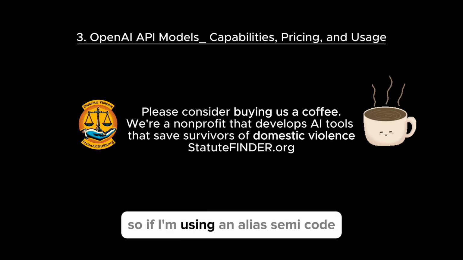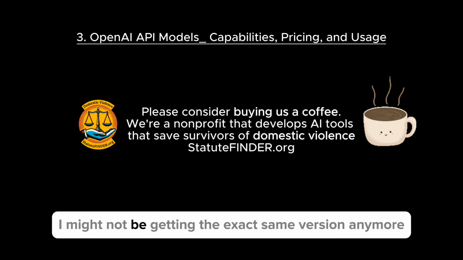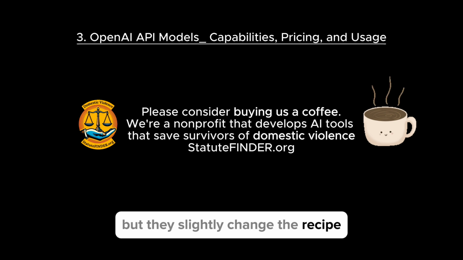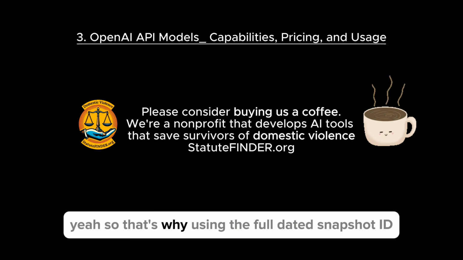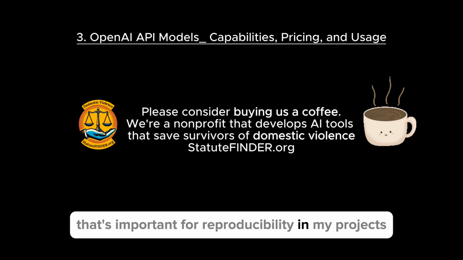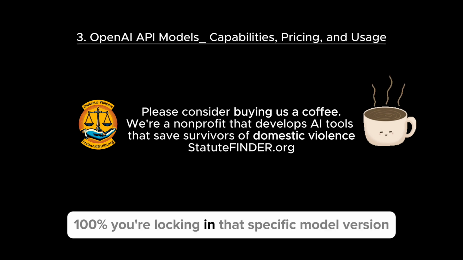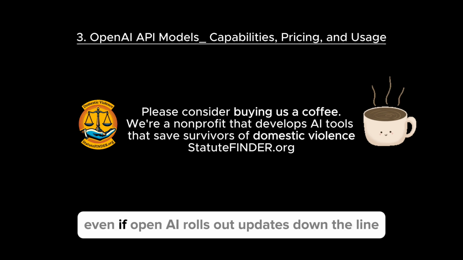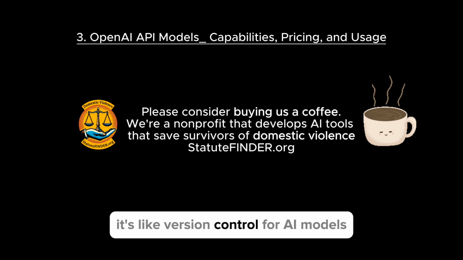Oh, I see. So if I'm using an alias in my code and OpenAI updates the model, I might not be getting the exact same version anymore. Exactly. It's like you think you're ordering your favorite pizza, but they slightly change the recipe. You might get a surprise. I get it. So that's why using the full dated snapshot ID is important for reproducibility in my projects. 100%. You're locking in that specific model version, so your code is going to behave consistently, even if OpenAI rolls out updates down the line. It's like version control for AI models.